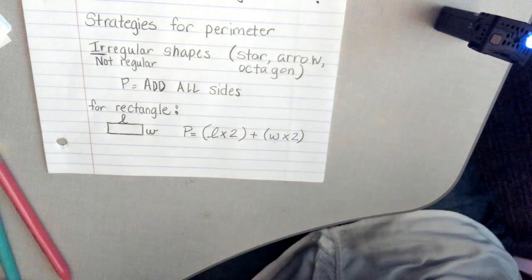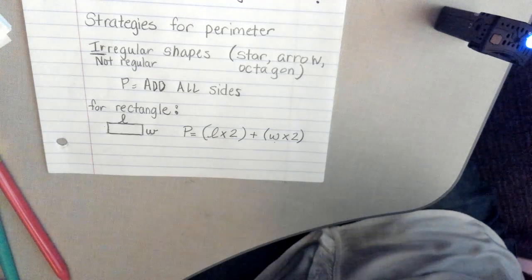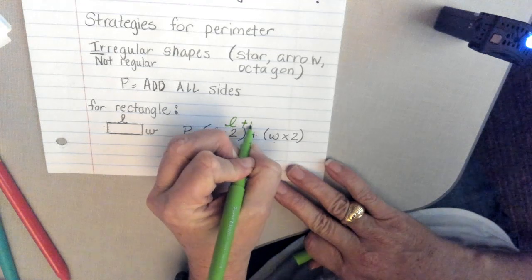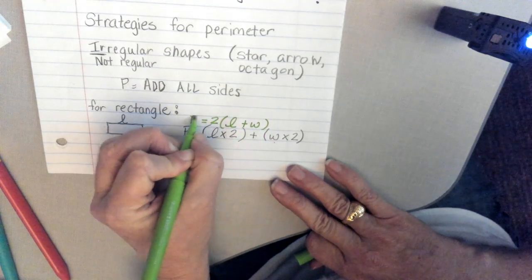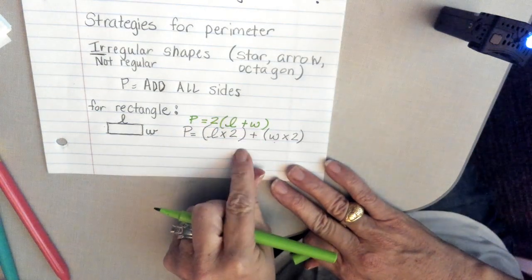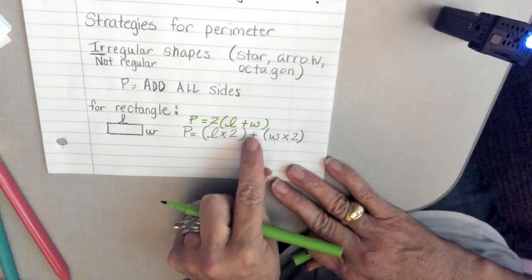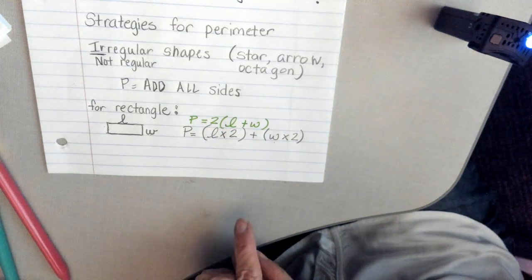Some people think of it differently, and they may think of it like this. I just want to take the length, add it to the width, and then multiply that by 2 to get the perimeter. Does that give you the exact same information? Yes, it does. These two are represented differently, but they mean the same thing.